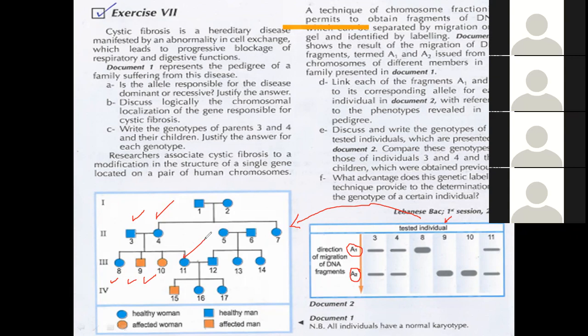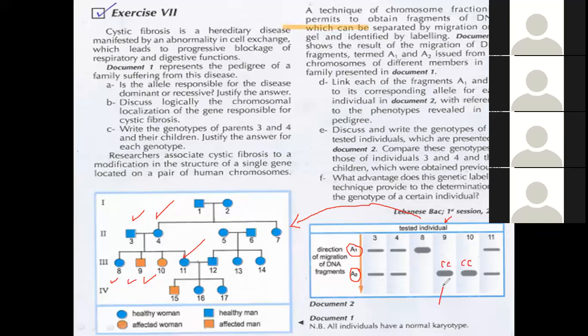First of all, I have to find out the allele of the normal and the allele of the abnormal. Which of the members in the pedigree and shown in document 2 are affected by the disease? 9 and 10, excellent. Both of them are affected, and they show a thick band. This means that we have two copies of this fragment. This means that 9 is CC and 10 is CC, also affected.